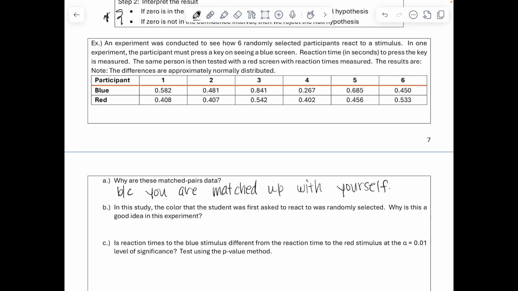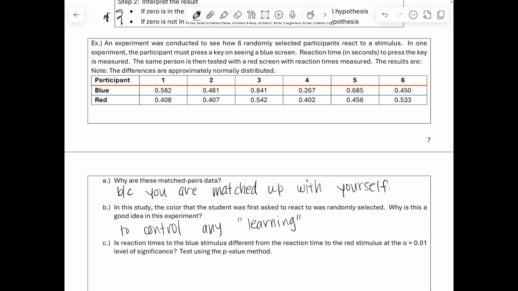For B, it also says in the study, the color that the student was first asked to react to was randomly selected. So it means that not everybody started with blue or started with red, it was randomly selected. This is because a lot of times it takes people a minute to get used to a task, and then you get a little bit more comfortable. You start learning how this process is working. So this is to control any "learning," which just means getting used to pressing the key, and you go, oh, I get the hang of this now, I'm going to press it now. You get a little bit more used to it as time goes by.